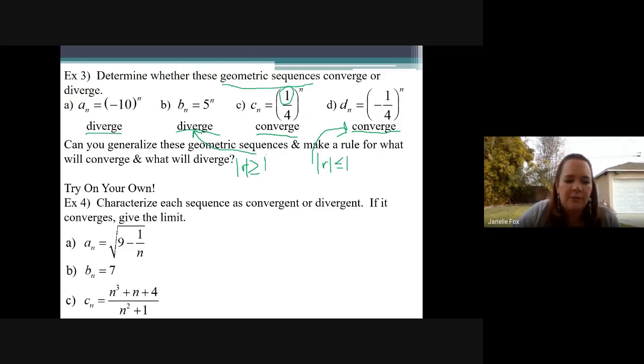So the first guy, let me read them off to you so that you can copy them down. Part A says A sub n is equal to the square root of 9 minus 1 over n. Part B says B sub n is equal to 7. Part C says that C sub n is equal to n cubed plus n plus 4, all over n squared plus 1. Let's do several drum roll time limits for you to think, and I'll just sit here while you think. Okay, go ahead.